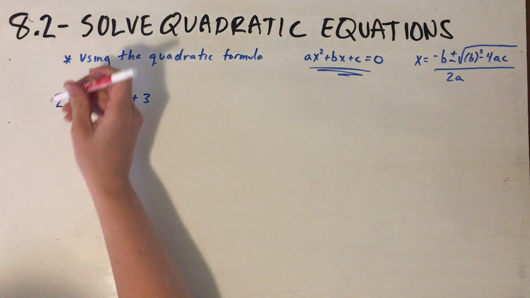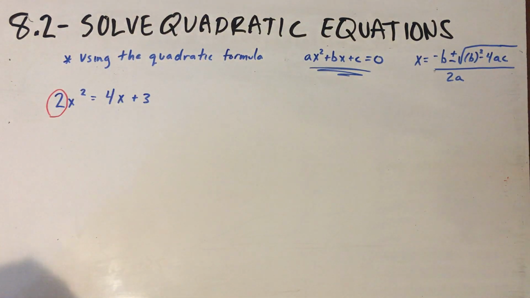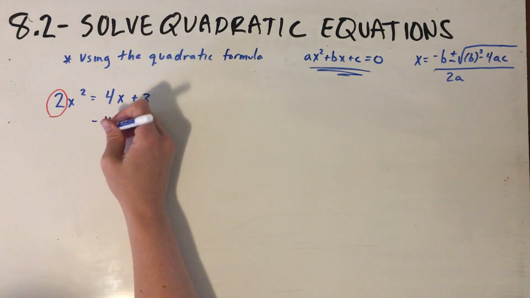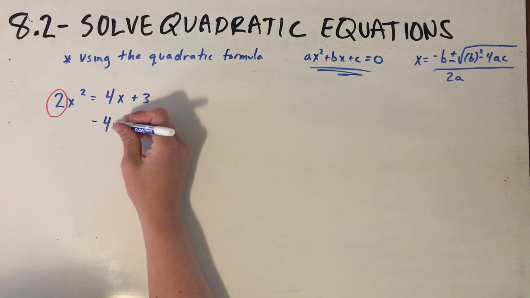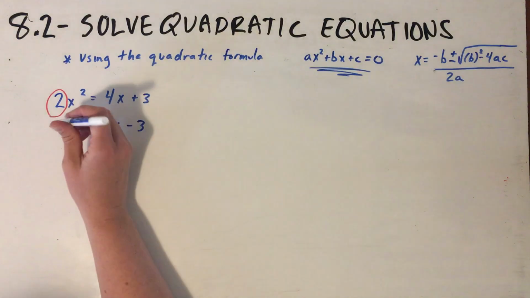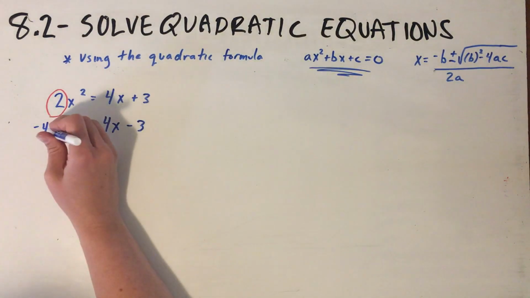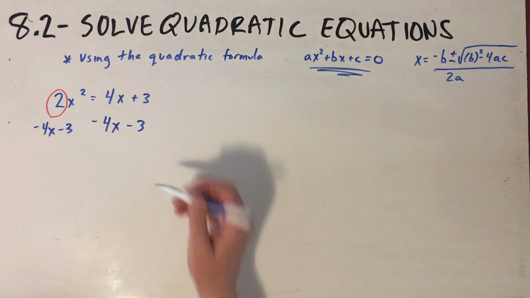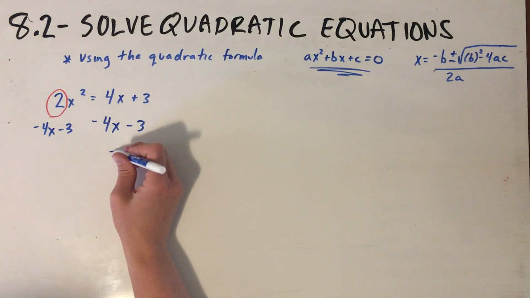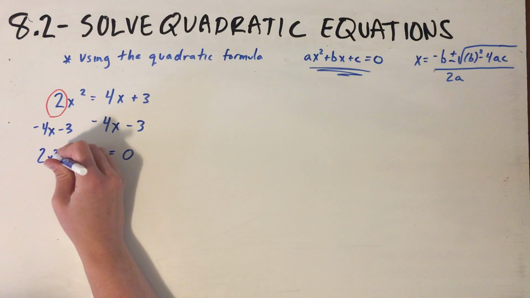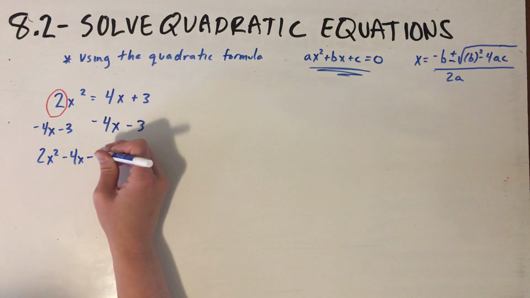So let's move everything to that side. Again, we want to keep this positive. It'll just make life easier. So I'm going to subtract 4x from both sides and negative 3. So on this side we'll have 0, and 2x squared minus 4x minus 3.